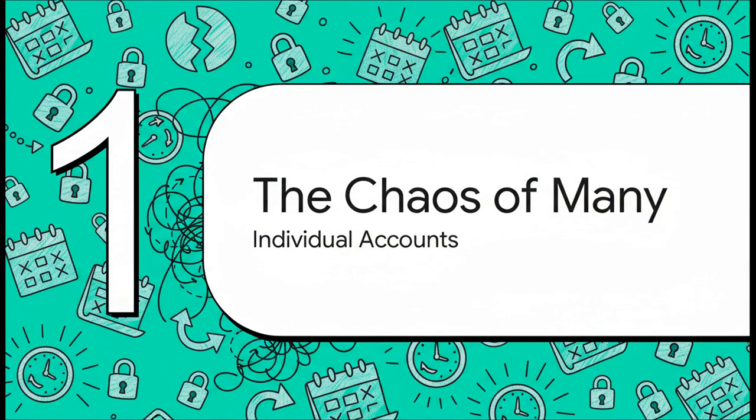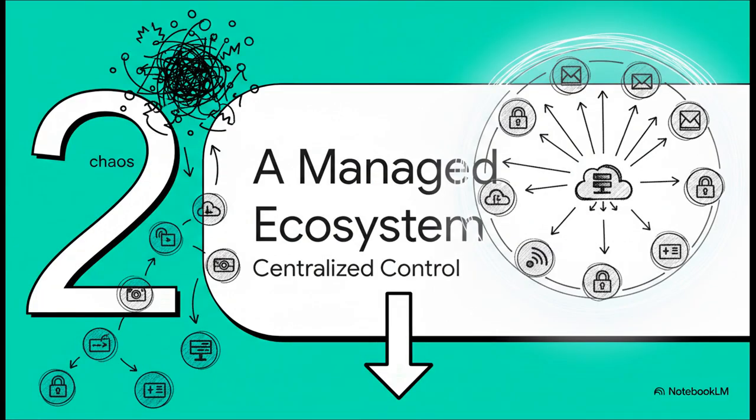Okay, so the problem really boils down to what we can call the chaos of many. Just think about it for a second. You've got dozens, maybe even hundreds of individual subscriptions just scattered everywhere, and each one has its own fixed expiration date. It is a total logistical nightmare for anyone who has to keep track of all that. So, the big question is, how do you go from that mess to having real control? Well, the answer is to introduce a managed ecosystem.